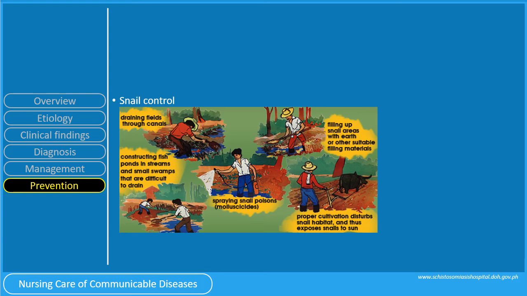Snail control measures include draining fields through canals, construction of fish ponds in streams and small swamps that are difficult to drain, filling up snail areas with earth or other suitable filling materials, spraying snail poisons or molluscicides, and proper cultivation that disturbs snail habitat and thus exposes snails to sun.